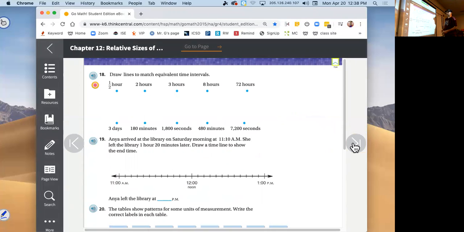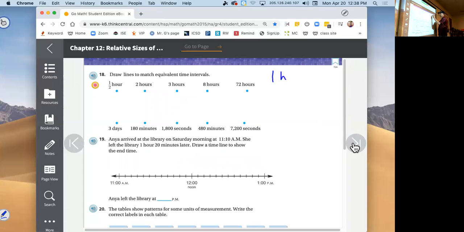Okay, number 18, you're just matching up 1/2 hour. It's not 3 days, maybe 180 minutes. How many minutes are in 1 hour? 60, so it's half. So does that have a 30? Oh, it doesn't have a 30. So you got to figure out, this might be a fun one.